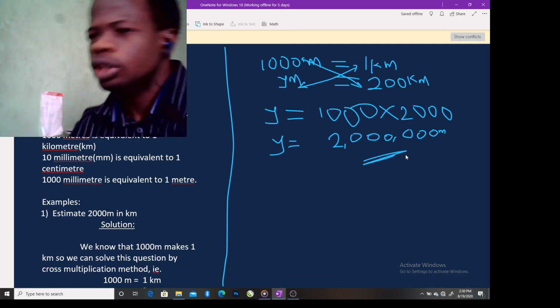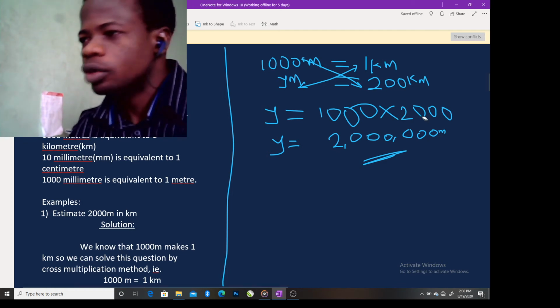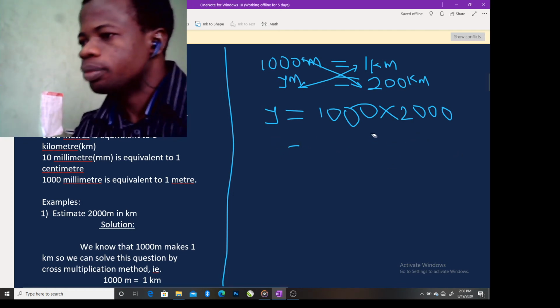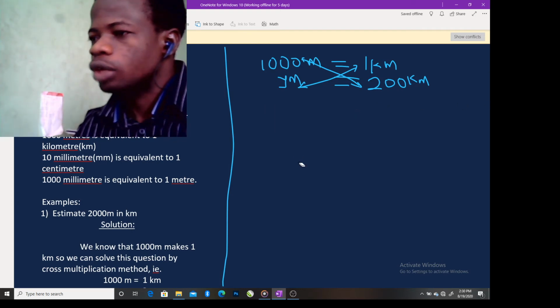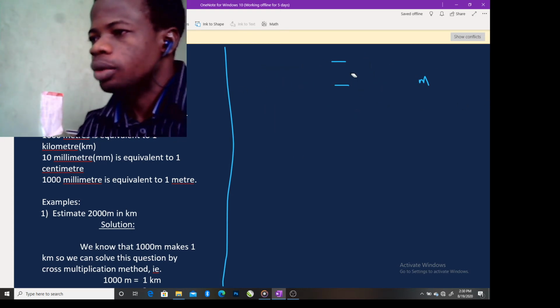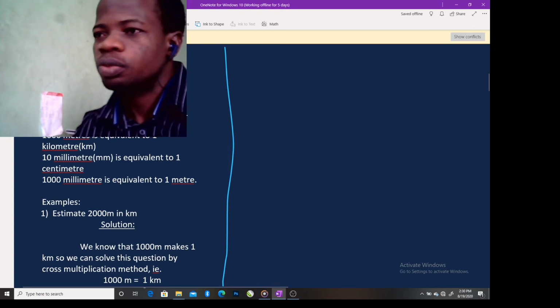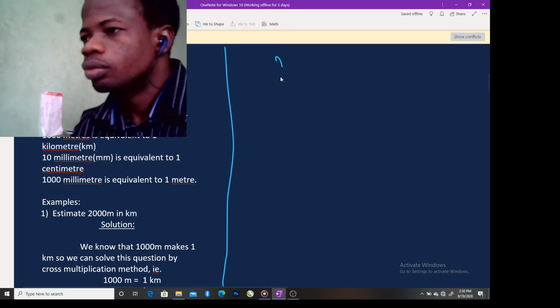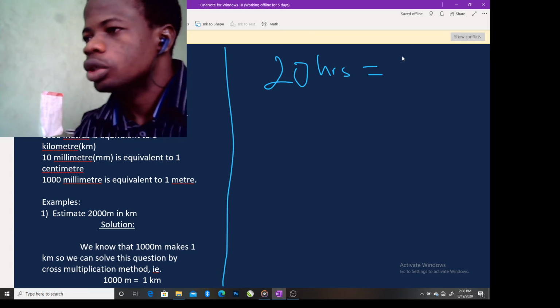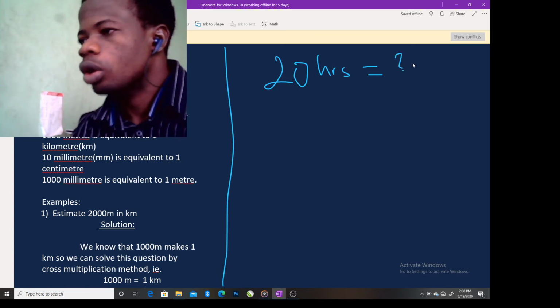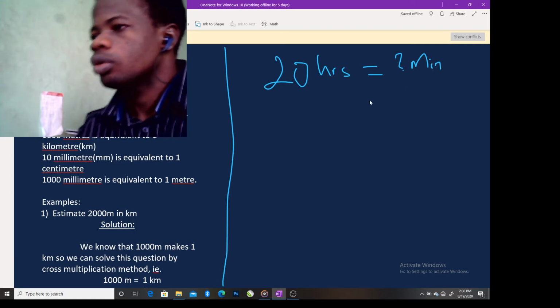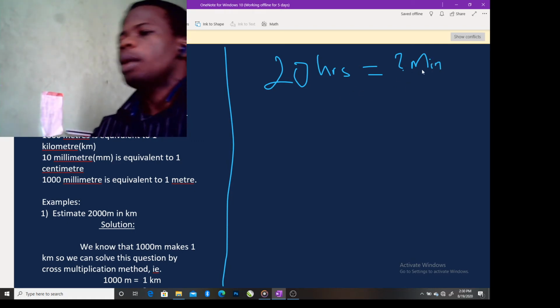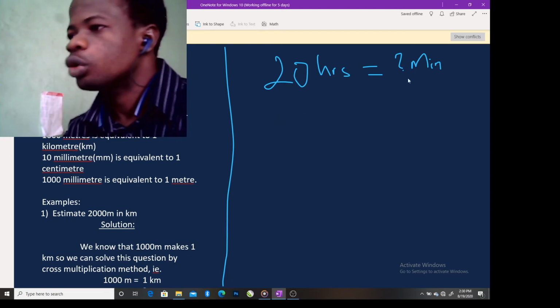Let's deal with time. We don't have much time, so let's deal with time quickly. If we have time now, we have to express 20 hours is equal to what minutes? So we want to know how many minutes you give us in 20 hours. 20 hours is equal to unknown minutes.